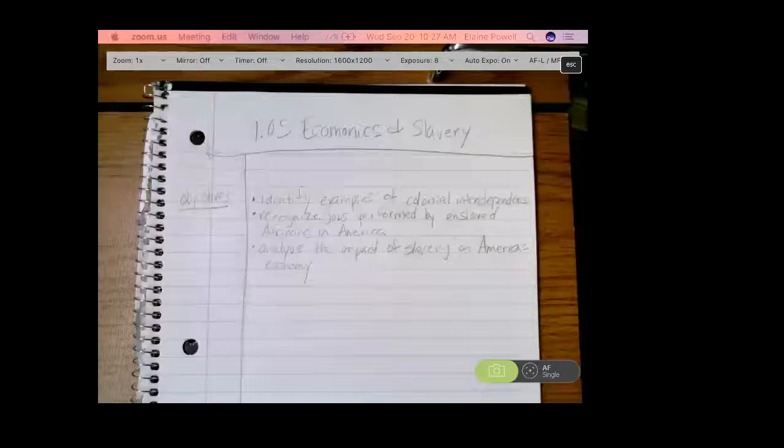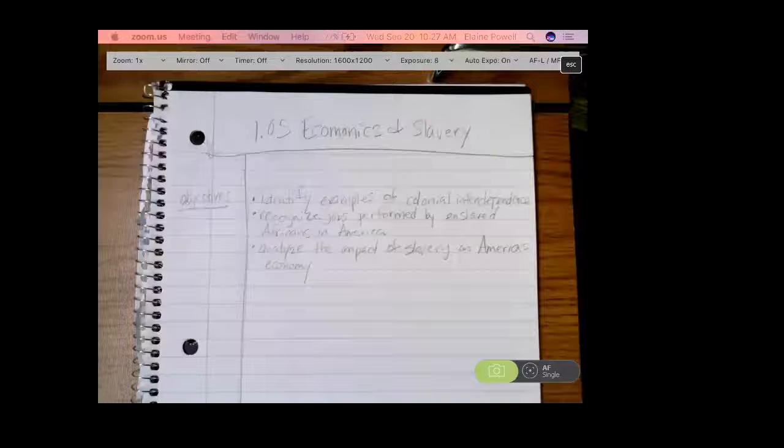But let's just look over them again really quick so it reminds us of what we're going to be looking for in this lesson. So the objectives for this lesson are to identify examples of colonial interdependence, recognize jobs performed by enslaved Africans in America, and to analyze the impact of slavery on America's economy.